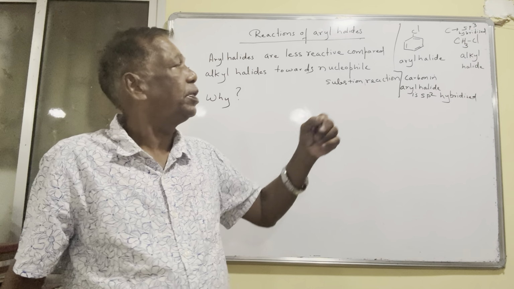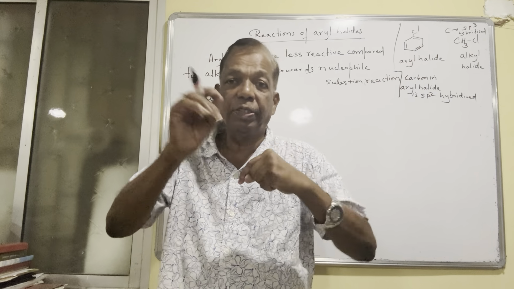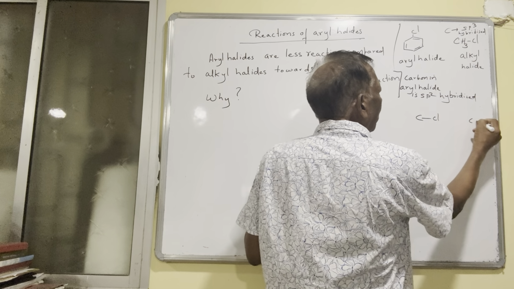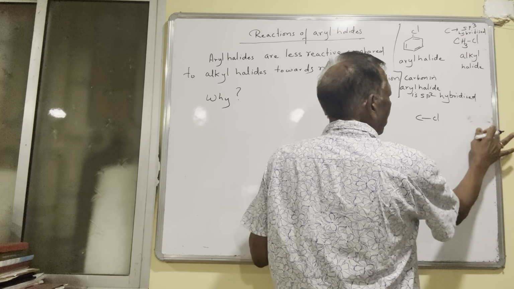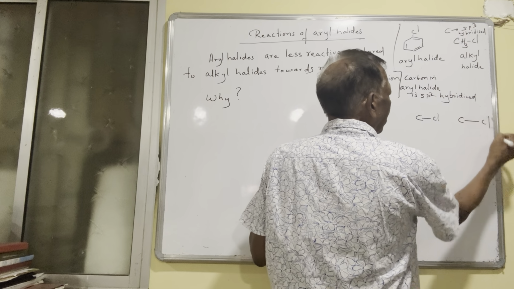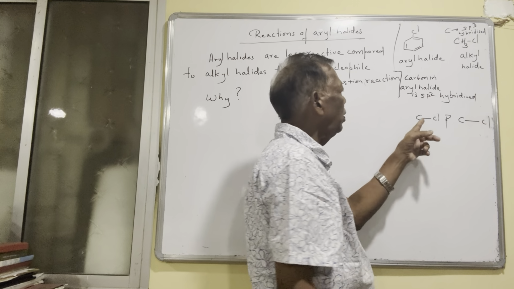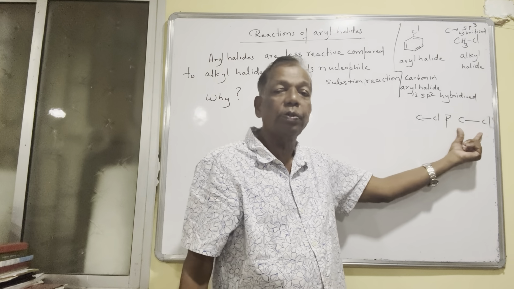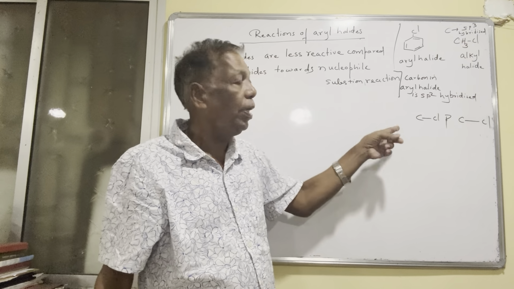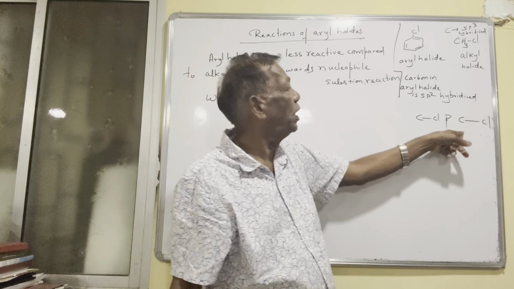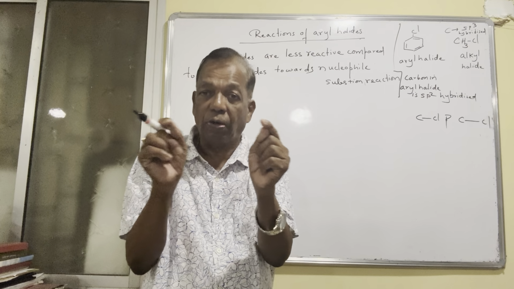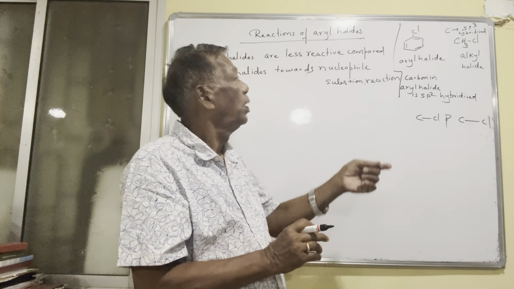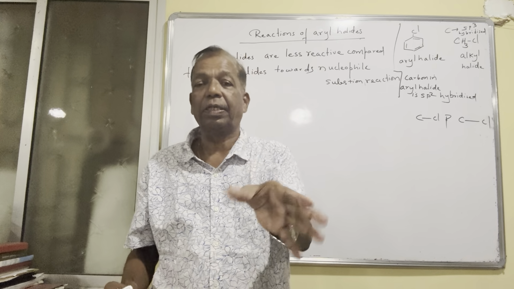Note that properly, because the bond length becomes short here. When it is sp2 hybridized, the carbon-chlorine bond in aryl halide is found to be shorter than the carbon-chlorine bond in alkyl halide. Why? Because this is sp2 hybridized, whereas this is sp3 hybridized. And when the bond length is short, the energy required to break the bond is more. And therefore, aryl halides are less reactive.